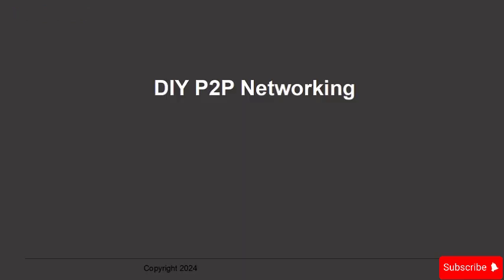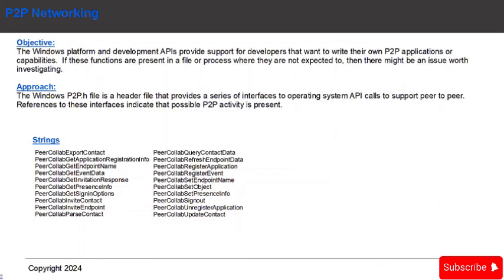In the last lesson, we took a look at different types of software to provide P2P capability. But there's also another way for applications or even malware to implement peer-to-peer networking functionality. It is to make use of the Windows operating system and the APIs associated with it. It's do-it-yourself P2P networking. The Windows platform has a number of development APIs that give developers support for when they want to write their own P2P applications or embed those capabilities within an application.